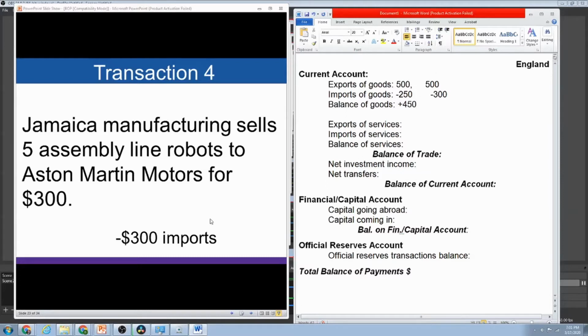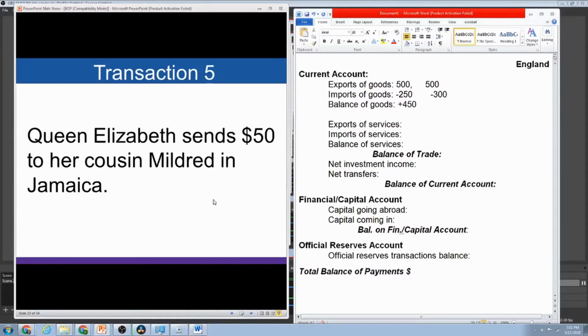All right, next transaction. Queen Elizabeth sends $50 to her cousin Mildred in Jamaica. So let's just think about this. She's sending, so the money is leaving England. Okay. It's a net transfer. The money is being transferred from England to Jamaica. Okay. So we have a net $50 for net transfers.